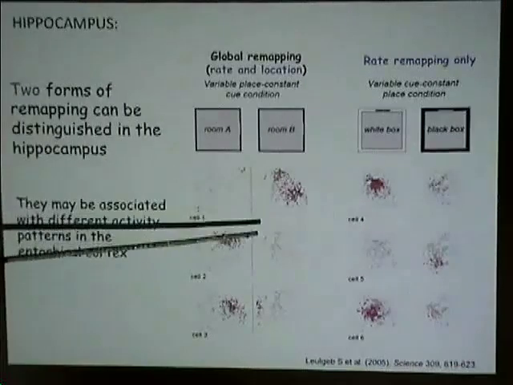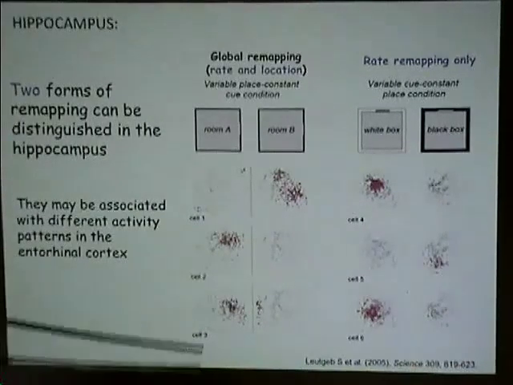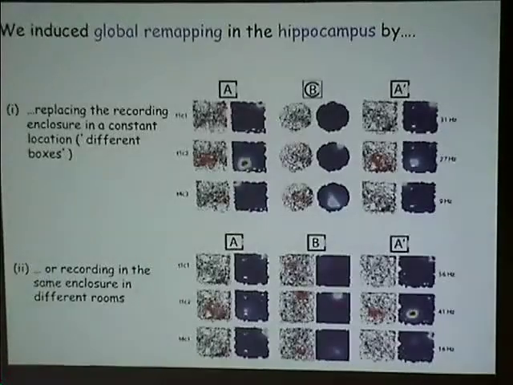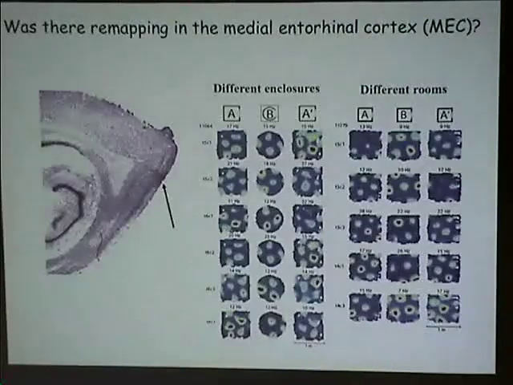And if they are active, the cells are active in both, they typically tend to be active in different places. So that's a very different code from the rigid one of the entorhinal cortex. But if you now go to the entorhinal cells, what happens then?